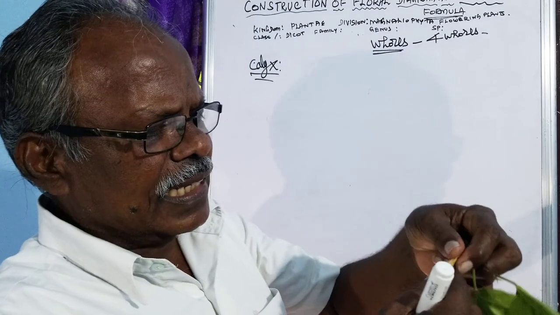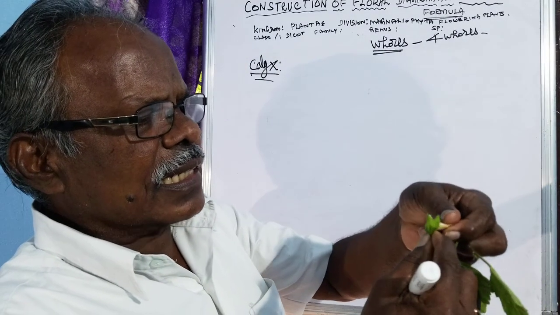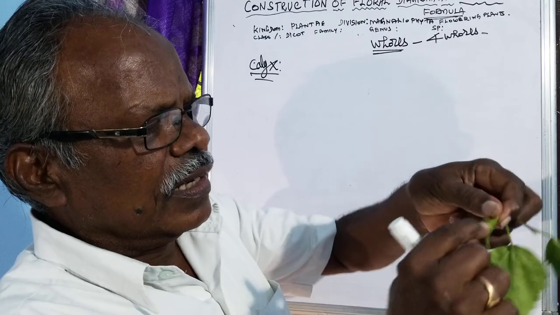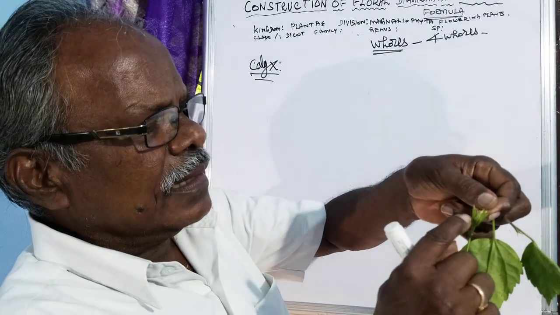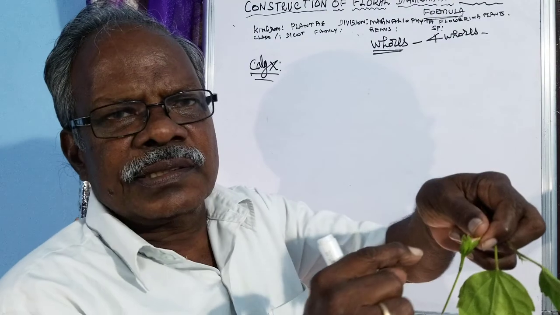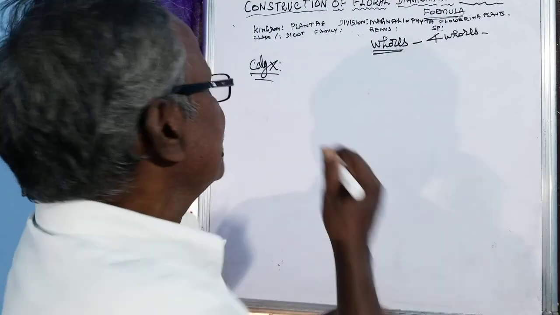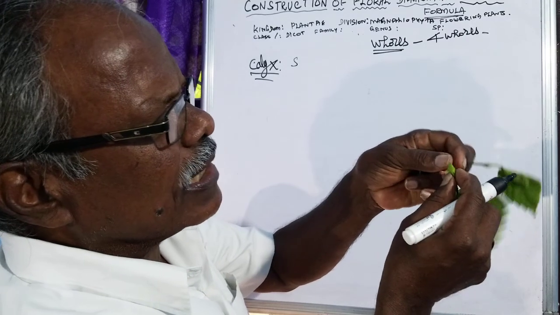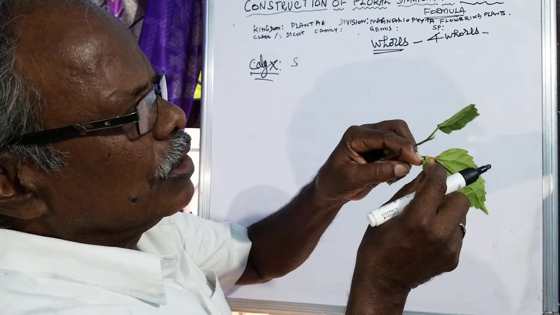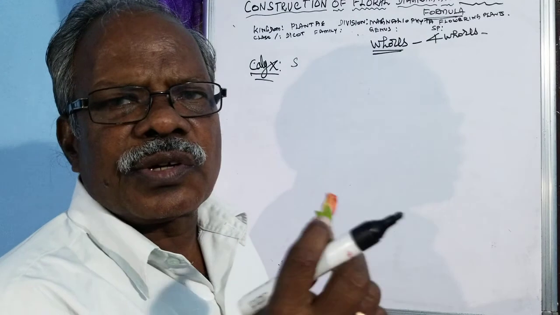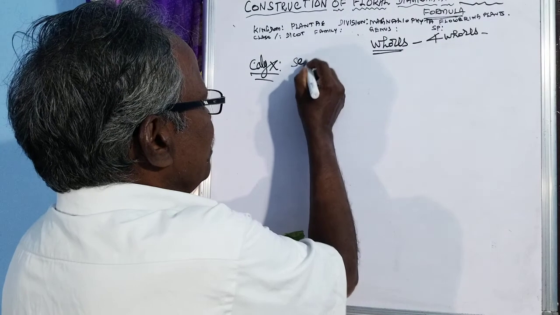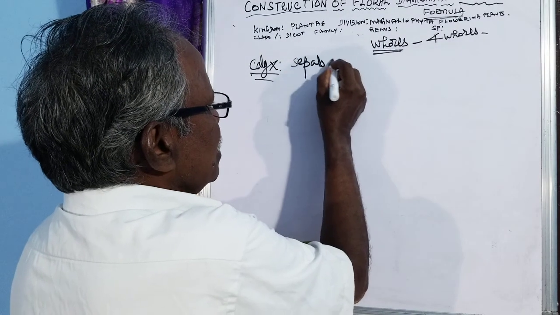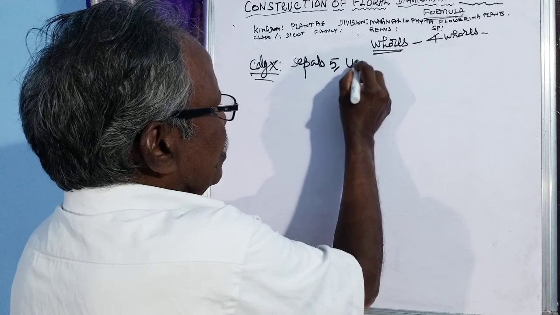This is called calyx. The green portion is called calyx: 1, 2, 3, 4, 5. Five sepals are there, and these are all united. Calyx is made up of sepals. This is one sepal, this is one sepal, 2, 3, 4, 5 like that. So five sepals will be there. Calyx is made up of sepals, 5 in number, united.